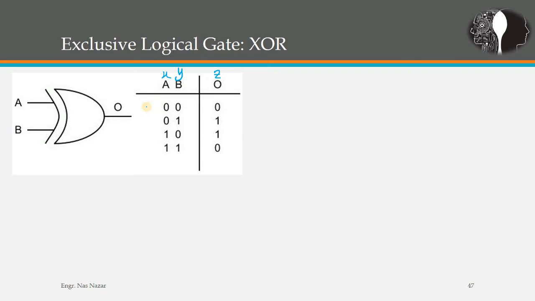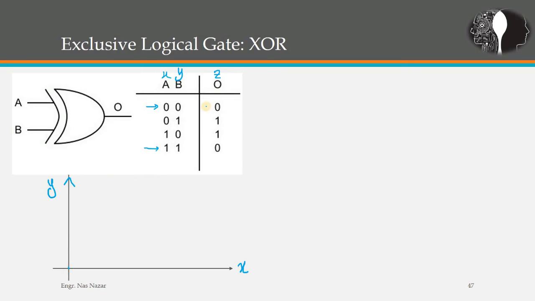It means when both inputs are 0, our output would be 0. When both inputs are the same, 1, the output is also 0. But whenever the inputs are different, then the output is 1. I'm gonna call this axis X and this axis Y. Okay, here we have 0 and 0 input, this point.